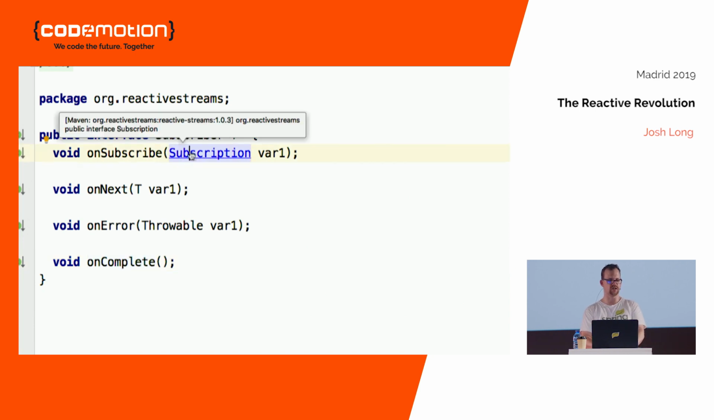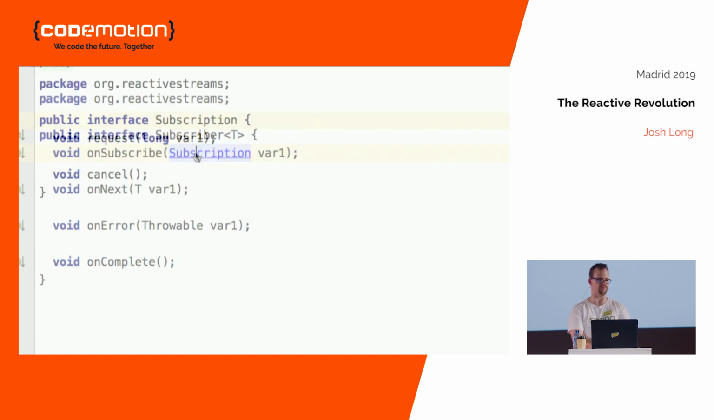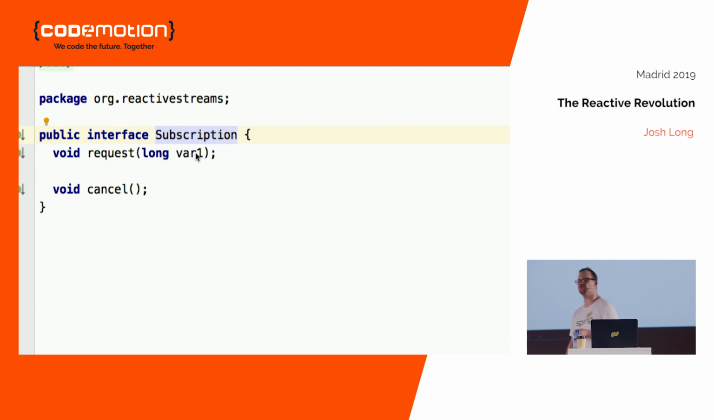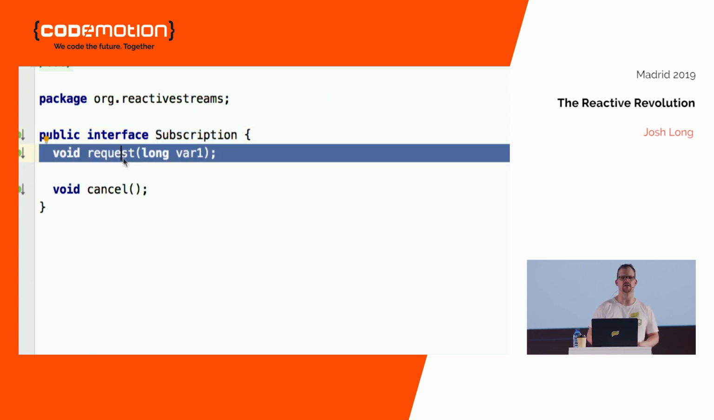Now, we did skip over this. Let's talk about this subscription. Every time a subscriber subscribes to the publisher, it is given a subscription. The subscription is a connection between the producer and the consumer, between the publisher and the subscriber. It's like a link, a session, if you will. The subscriber can use this to say, hey, I want more data. Okay, I want 10 more records. I want 1,000 more records.